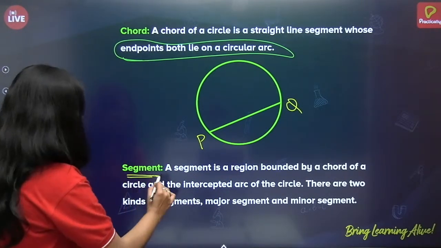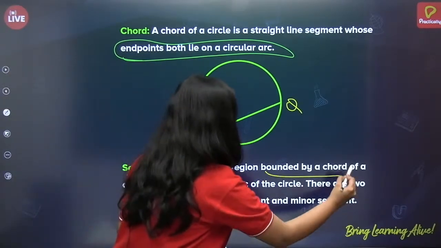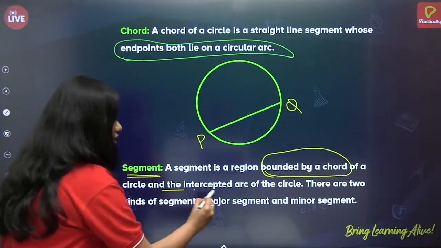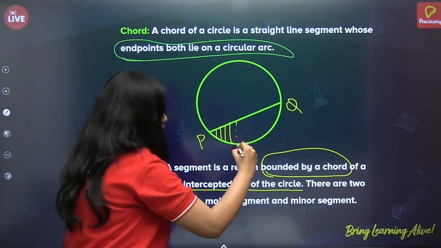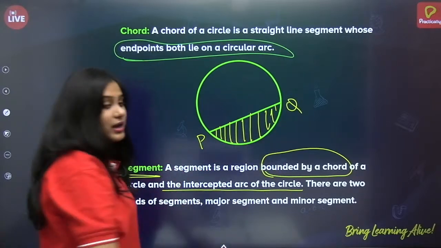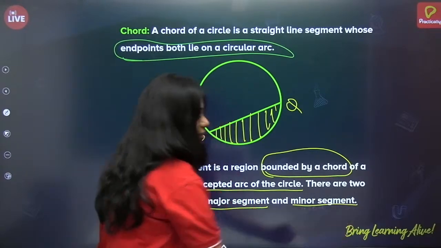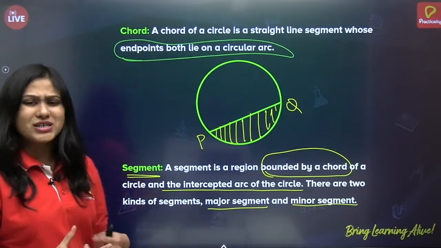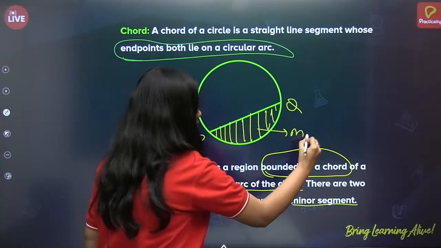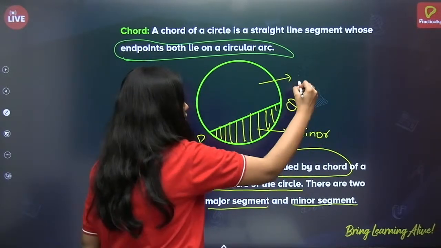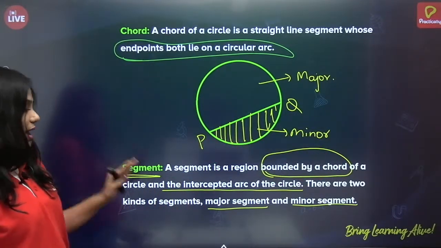Next, segment. What is a segment? A segment is a region bounded by a chord of a circle and the intercepted arc of the circle by the chord. So this is the segment, correct? Next, there are two kinds of segments, major segment and minor segment. What is minor and major? We can depict it from the picture. This is a minor segment and this is a major segment. Correct? So this is about chord and segment.